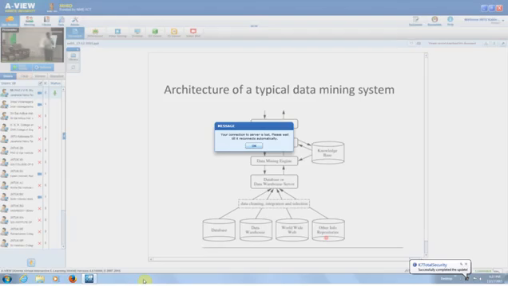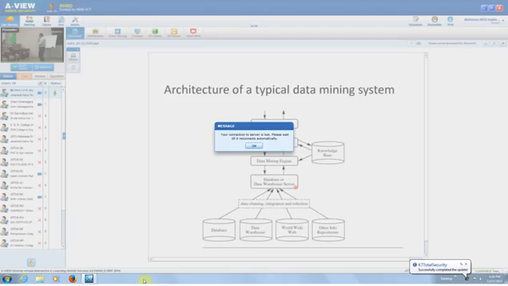Then you have data cleaning, integration and selection. The cleaning, integration and selection process I have already explained to you. I need not explain it again in detail. Now, the database or the data warehouse.